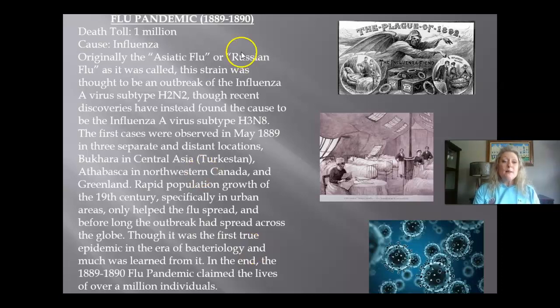So the flu epidemic, or pandemic, in the late 1800s killed about 1 million people. We called this one the Asiatic flu or the Russian flu. Again, we're looking at sources outside of the United States, but people were infected here also. Again, we're looking at the H2N2 or H3N8. We're going to talk tomorrow about what those letters mean. But it was also a big killer. 1 million people is a lot of people.